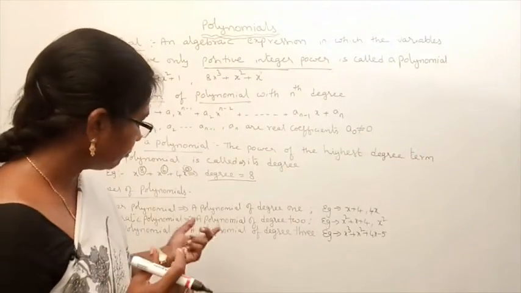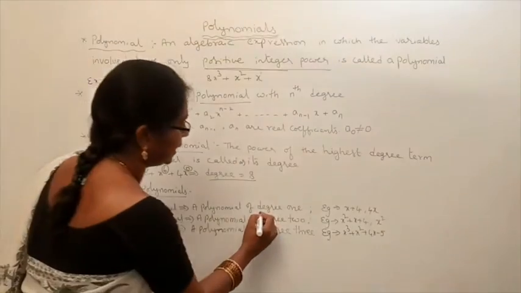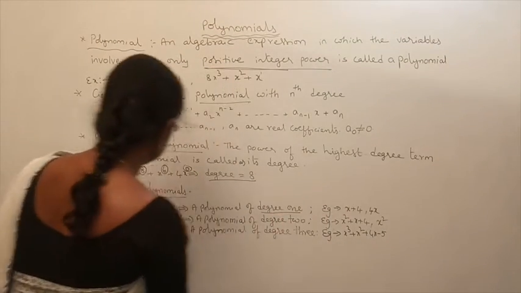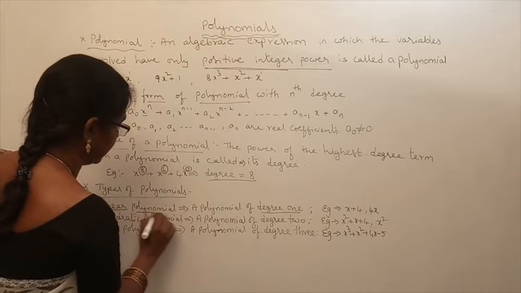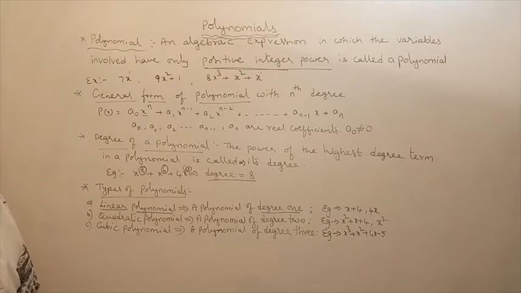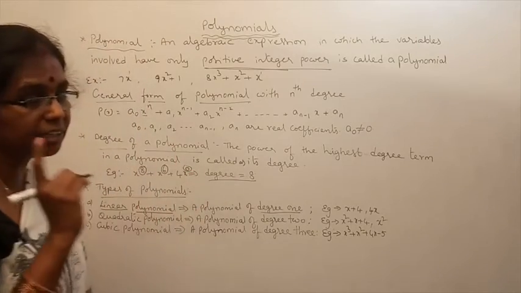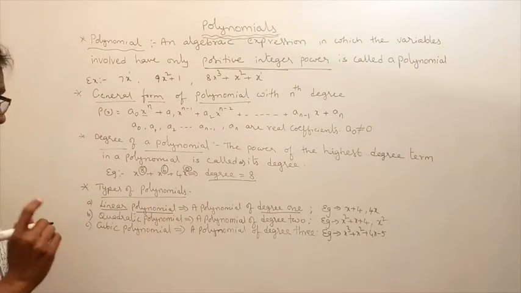Then as per degree, if the polynomial has degree 1, then we call it a linear polynomial. Linear polynomial means the degree of that polynomial must be 1. Then we call it a linear polynomial.